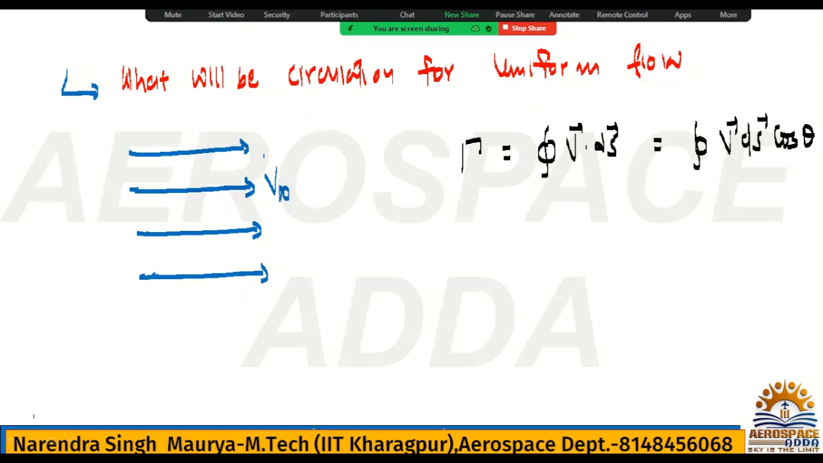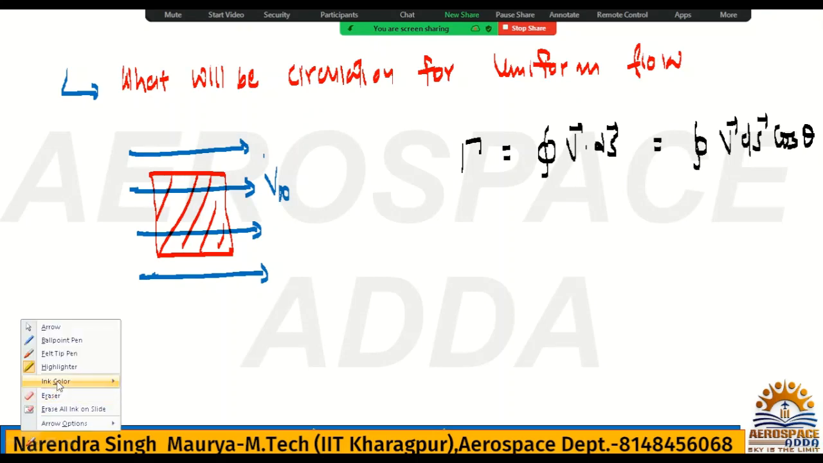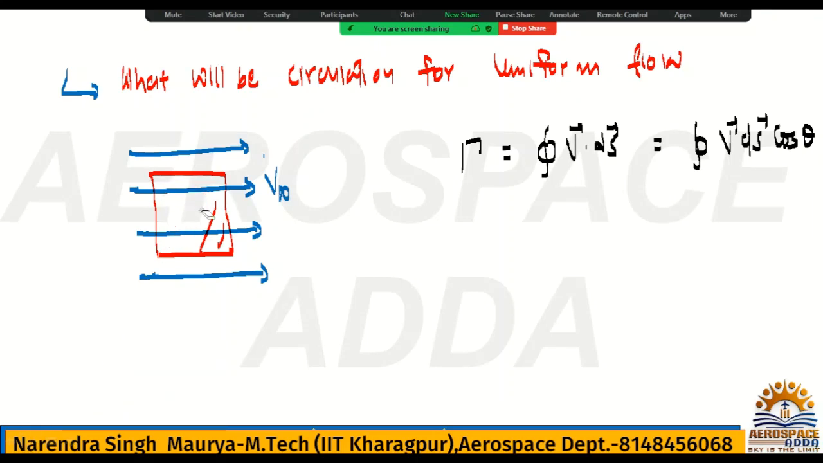So first, for this uniform flow we have to design one closed contour. I am considering a rectangular closed contour. This is the rectangular closed path, and here we need to calculate the circulation. I think this hash line is confusing us, so we'll remove it. There should not be any confusion. Now we have points A, B, C, D. So basically they are asking for the circulation around ABCD.